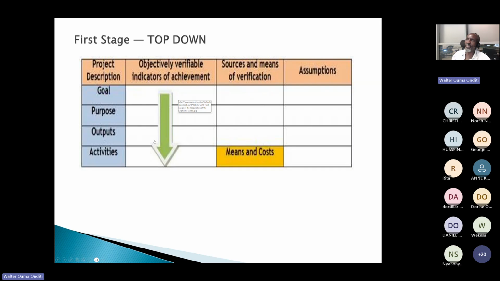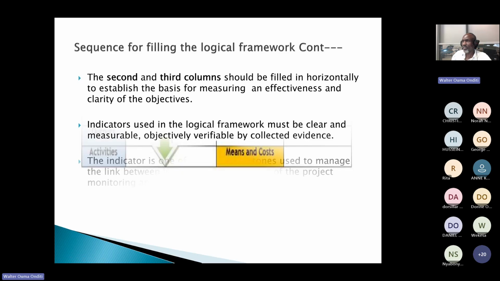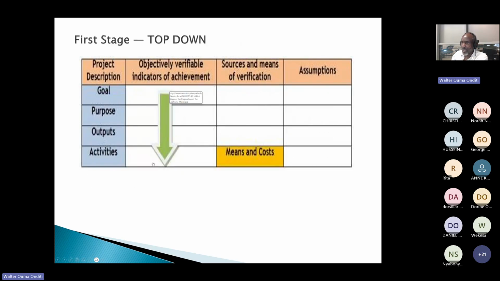So this is what we are saying there in terms of planning, but in terms of implementation, I think this is for planning. When you're implementing, I think you showed that the assumptions are filled first, then the assumption for activity leads you to the output, and the output assumption leads you to the purpose, and the purpose assumption leads you to the goal.